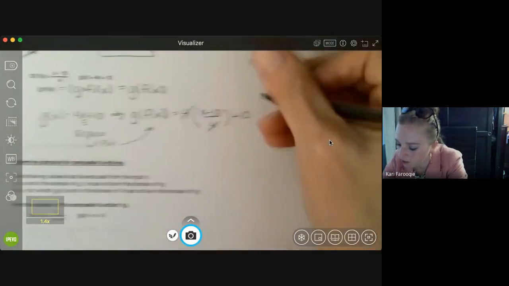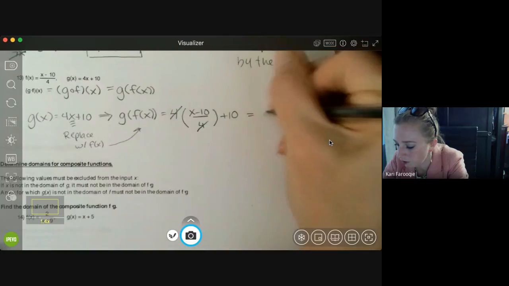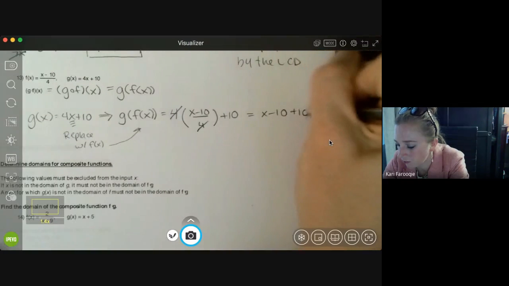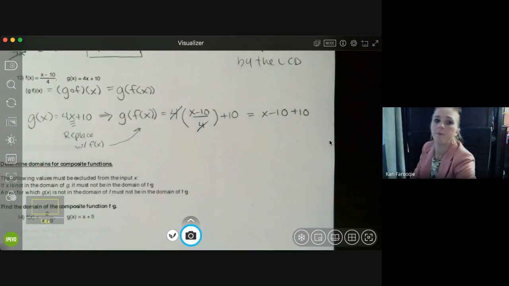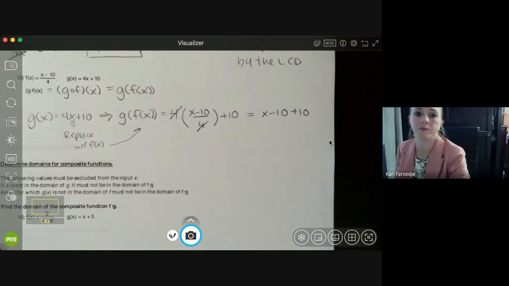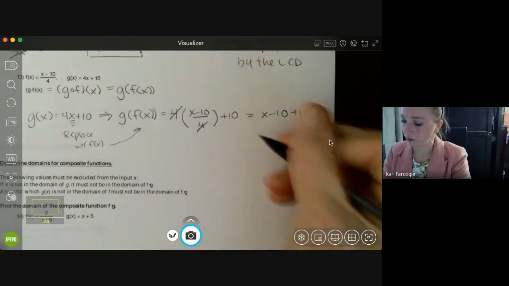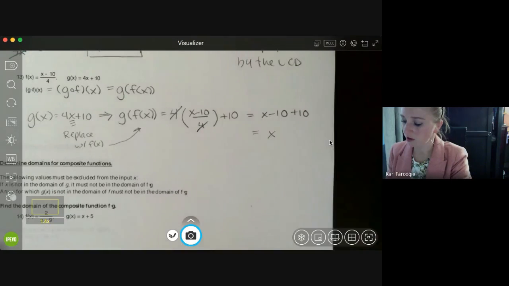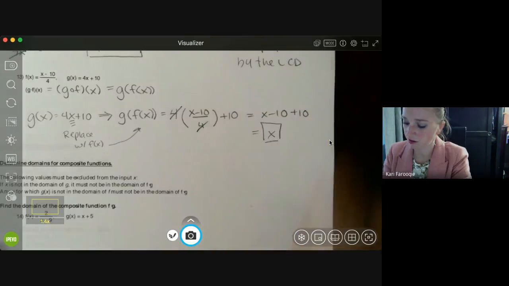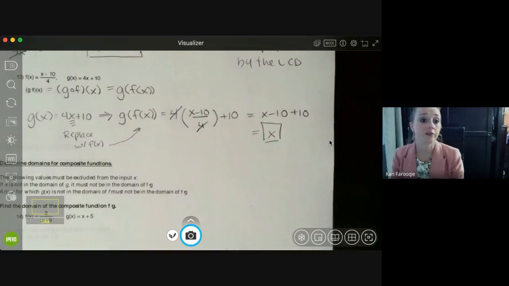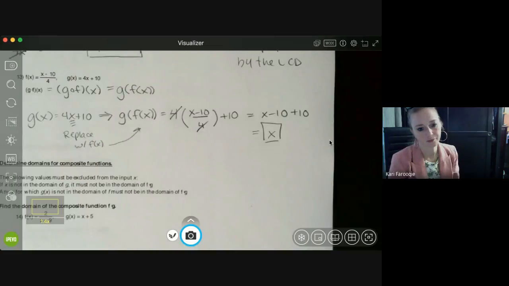And when you cancel the 4s, that leaves you with x minus 10 plus 10. X minus 10 plus 10 is just x. So g of f of x is x.